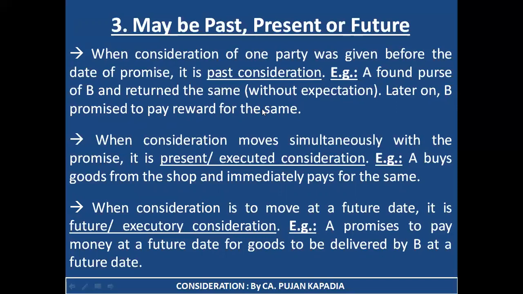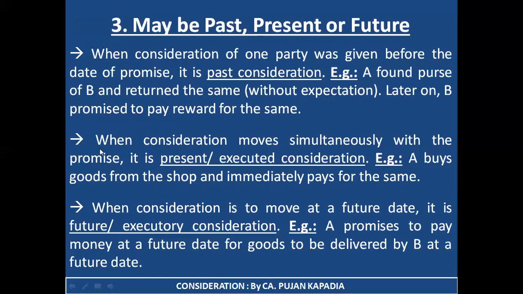So the promise is coming at the latter end, but the act which was supposed to be performed, like doing such an act or abstinence from doing, fine. So here it was doing the act. Doing the act means returning the purse. So it was performed before the date of promise, as a result of which such consideration is known as past consideration. I hope I'm clear with this.